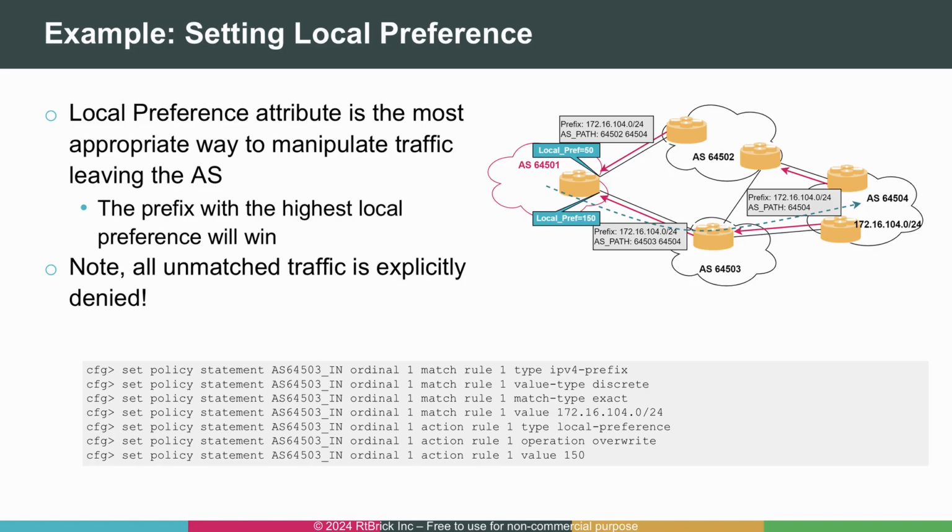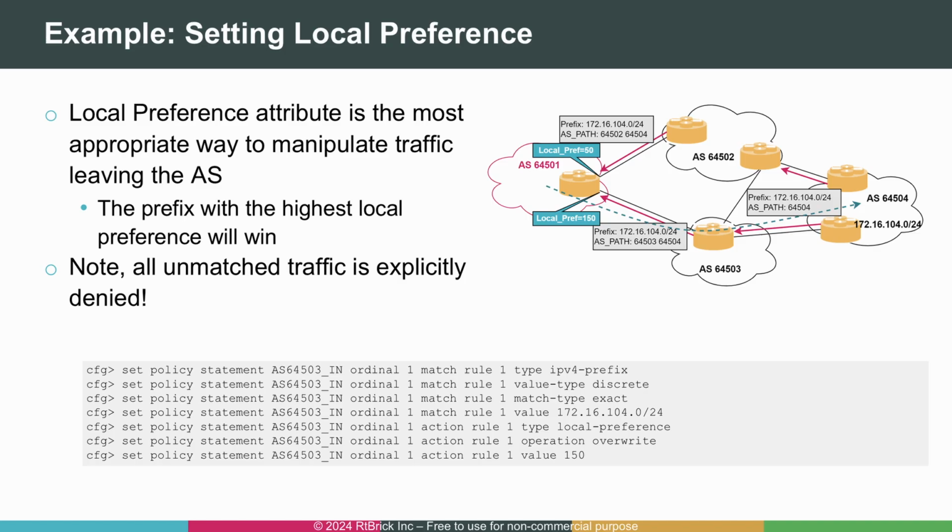AS64501 receives a prefix from AS64504 through 2 transit autonomous systems, AS64502 and AS64503. Suppose AS64503 offers lower transit costs. In that case, we want to prioritize it and treat AS64502 as a backup. To do this, we set the local preference to 150 for AS64503 because with local preference, higher values win.